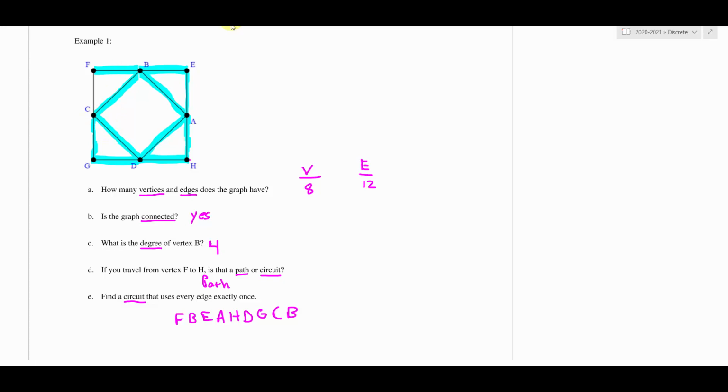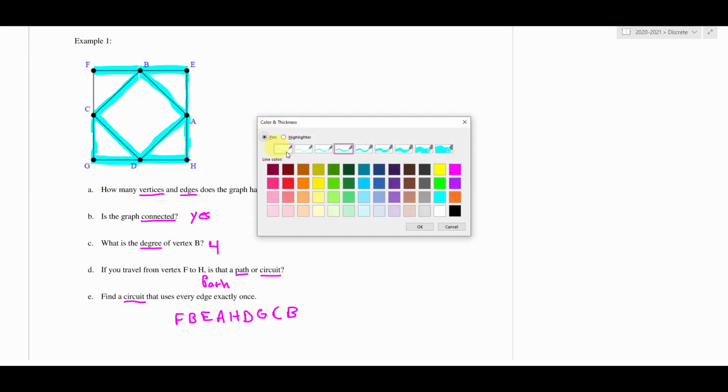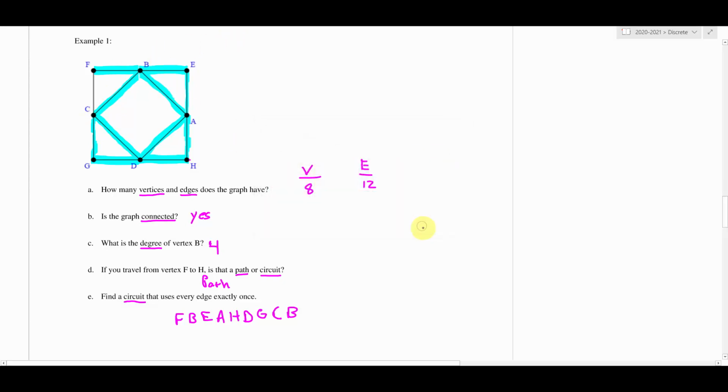Okay, so let me write those down. Okay, so I went from B to A to D back to C, so A, D, C here. And then once I'm at C, I only have one option. I have to go back up to F and return home, and that completes my circuit. And it uses every edge, right? I used every edge. Every edge is highlighted, and I only used it once. And this would be the circuit that does that.